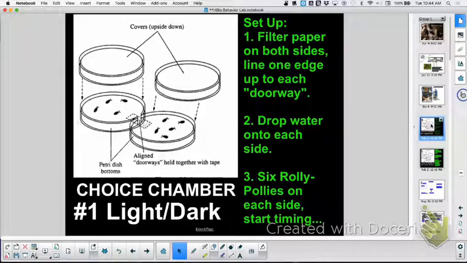Well, a lot of our roly-polies eventually made their way to the dark. At minute 10, how many did you have on the dark side? 19. How many roly-polies did you have? 20. That's going to be statistically significant. I'm going to come back to that data. Did anybody else get something different? Most of our roly-polies actually went to the light side. Okay, so we see a difference there. We'd really want to see how everybody did overall before we could come up with a trend line.